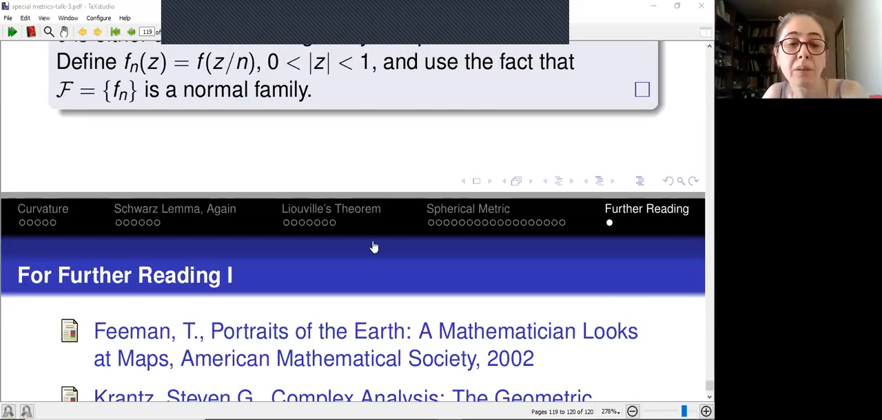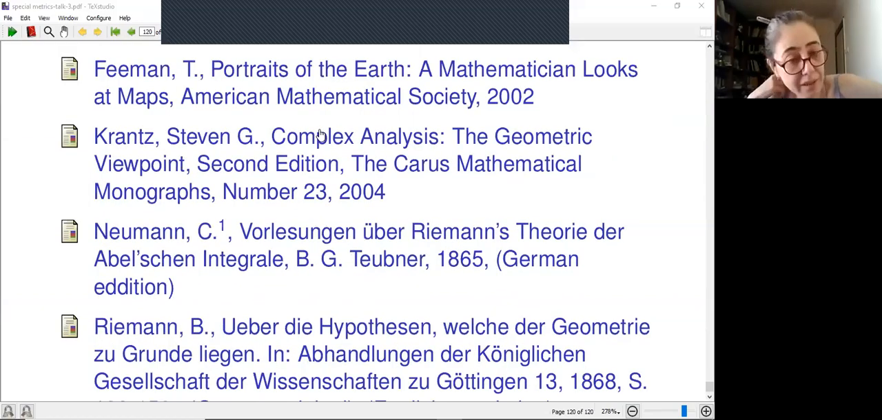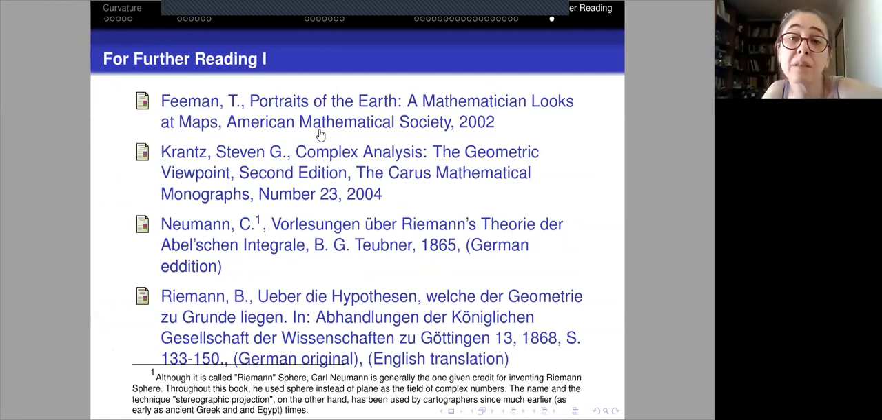Okay. So about definitions. If you are interested in stereographic projection, there is a book of Riemann. It looks at different maps from a mathematician's point of view. This is the first reference. And now it is called the Riemann sphere, but as a historical remark, Riemann is not the one who invented the Riemann sphere. Carl Neumann is generally the one who is given credit for that. He used it throughout this book, which unfortunately is in German, I couldn't find an English translation.